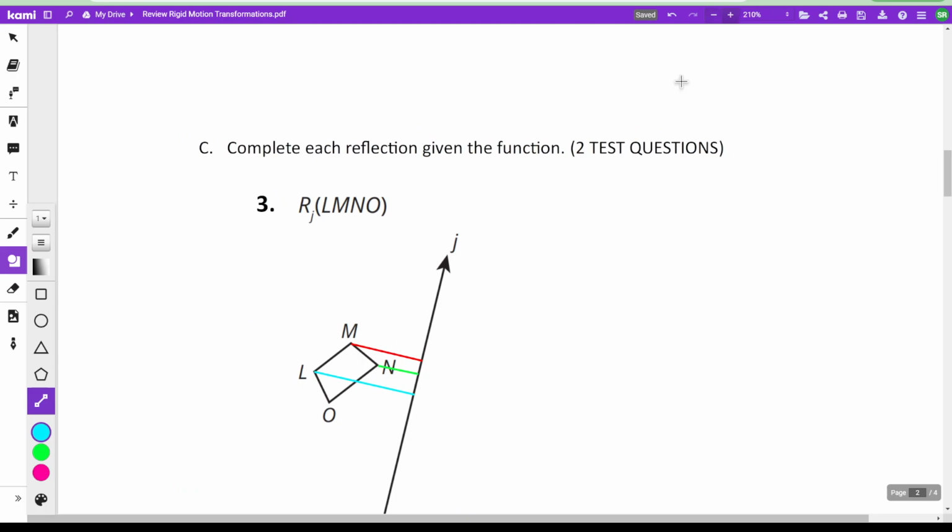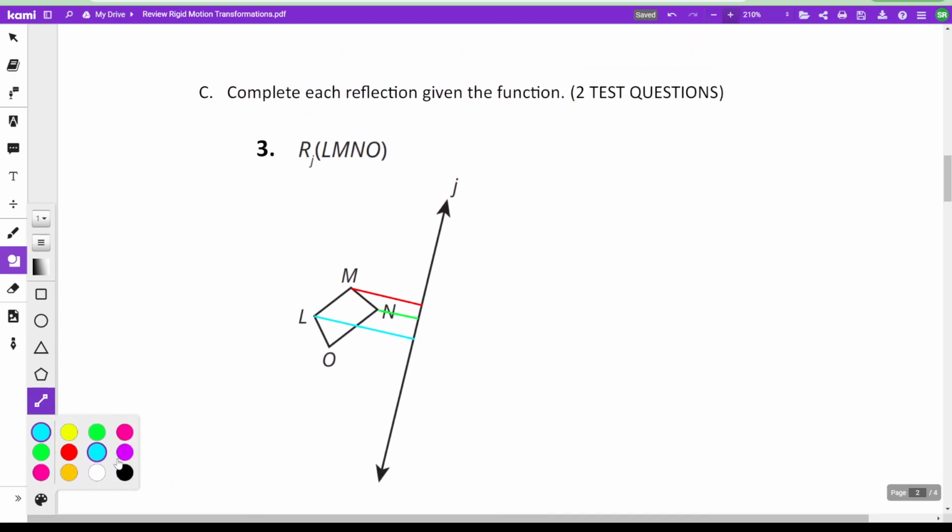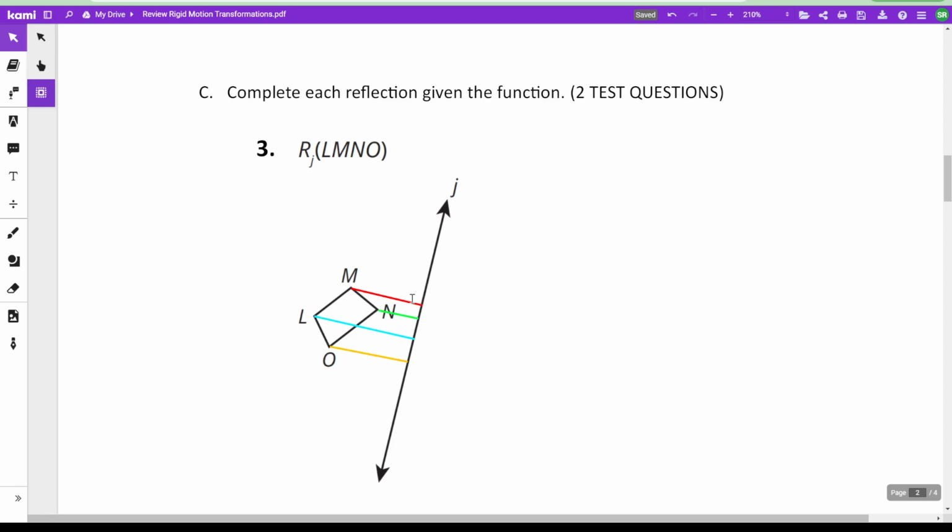Let me zoom in a little bit. Okay, and now that I got all those lines, I'm going to copy and paste them so I can go the same distance on the other side. And you can use a ruler for this. You can also use a sheet of paper to mark down your distances. For me, I can copy and paste because I'm doing this on Kami. And as you can see, I'm going the same distance on the other side of the line here.